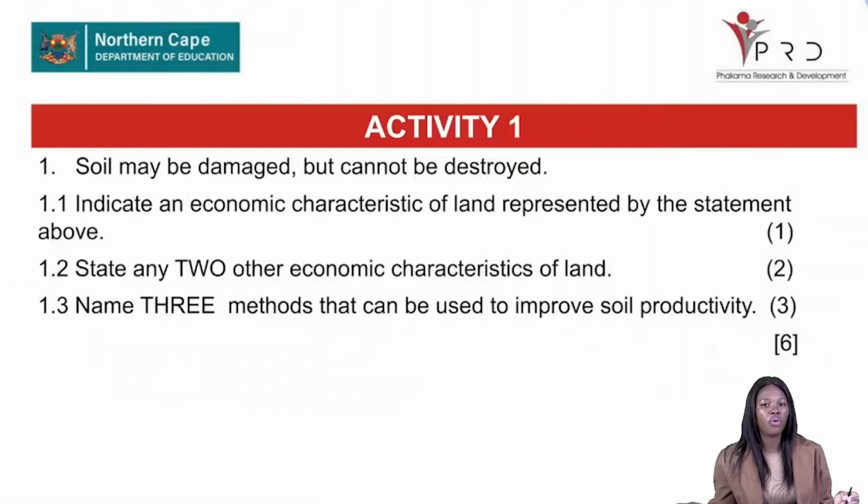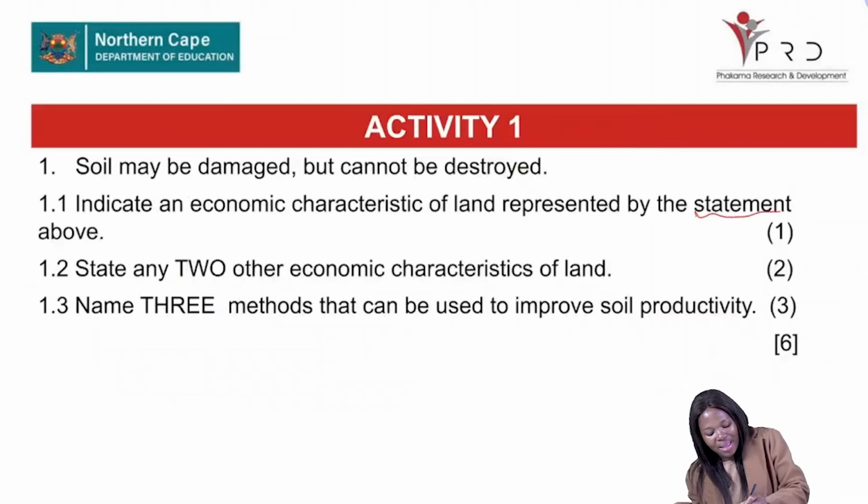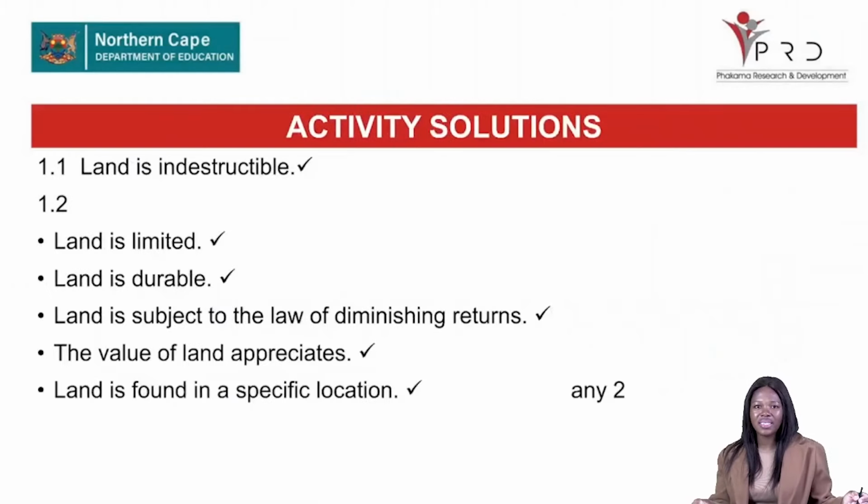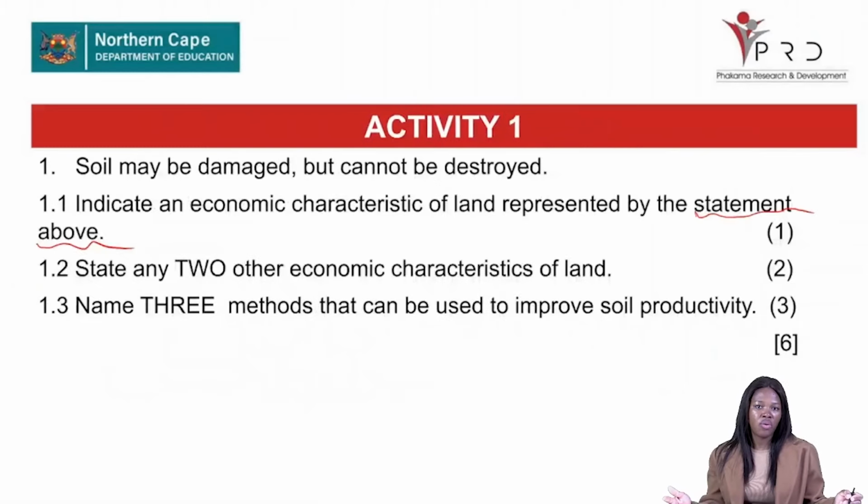Now let us go to 1.1. Indicate an economic characteristic of land represented by the statement above. You don't create your own, but you need to indicate an economic characteristic depicted in the statement above. And the answer for that question is land is indestructible. Remember we said land cannot be destroyed, but it can be degraded, because it has the ability to renew itself. So for 1 mark, we only expect you to write land is indestructible.